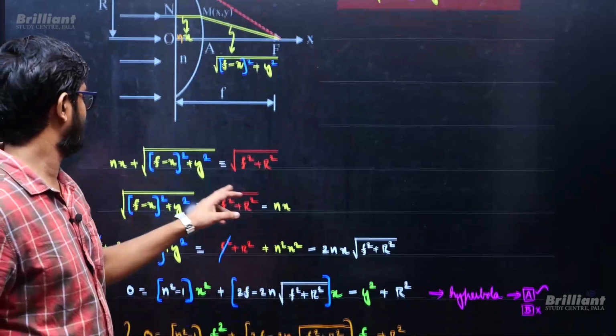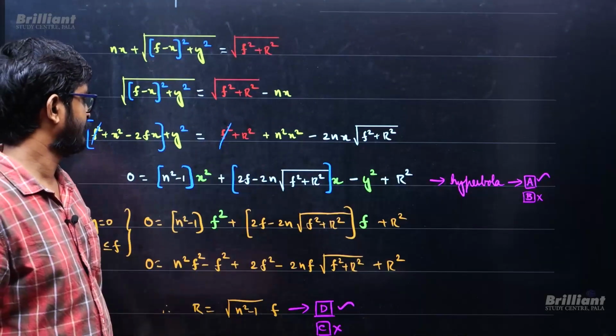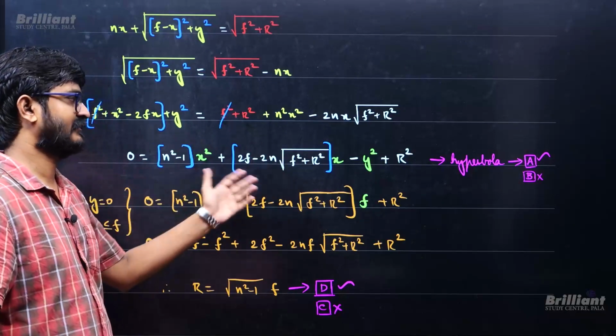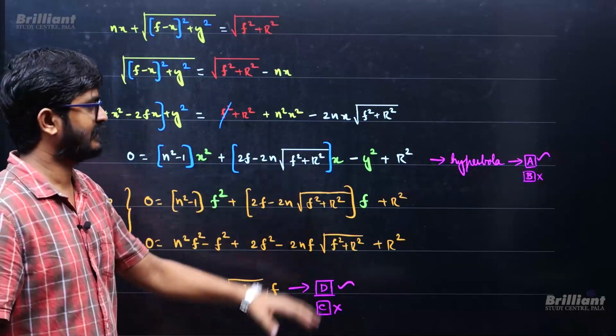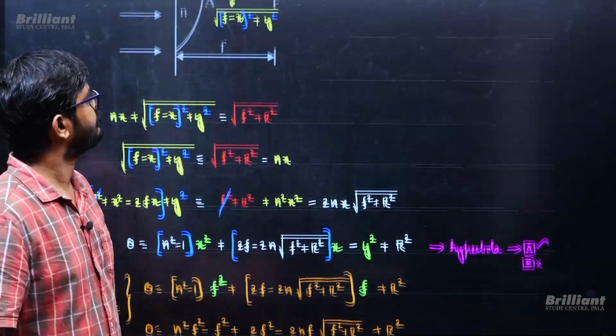I am taking the same equation. I am bringing this n x to the other side and squaring it. Then I end up with some equation. I am not sure about this equation, but probably you will know which of the conic sections it represents: hyperbola.